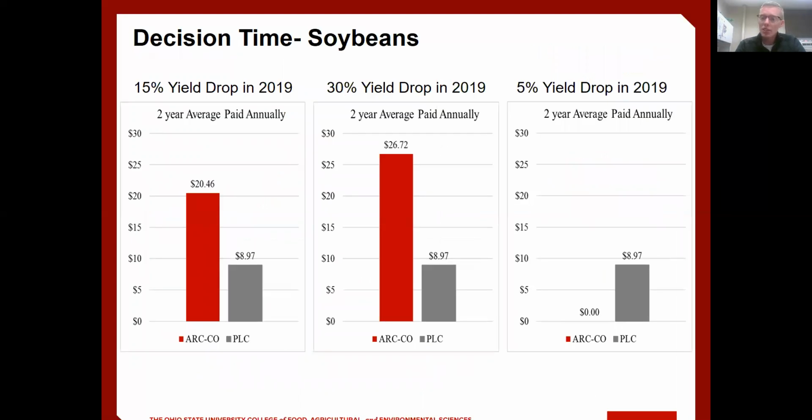Just to show you what yield does to the different equations, this is a 15% yield drop in 2019, and you can see Ark County, $20. I've got a 30% yield drop for Champaign County at $26 now, and a 5% yield drop for Champaign County and no payment is made. So this is signifying the importance of at least waiting a little bit and seeing what your county average yields are going to be to make sure that you've got the best information to make a decision. But don't wait too long, because you have to make this decision before March 15th.